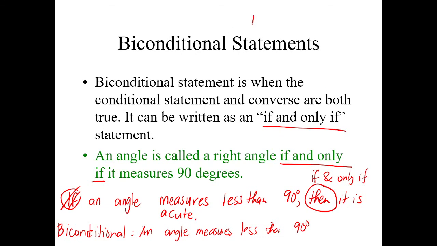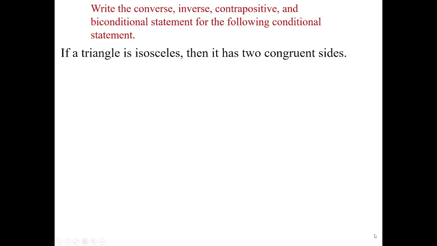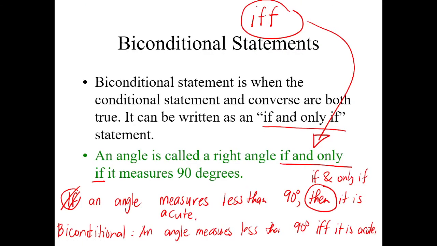In symbols, mao ni siya, IFF. Mao ni symbol sa if and only if. So, IFF, it is acute. O, mao ni gitawag natog biconditional. Nakasabot ra? Gitanggal si if, gisuwat, gitanggal si then, giilisan og if and only if or IFF, gisumpay rapud ang sentence, it is acute. Ingana na kasimple ang paghihimog biconditional.